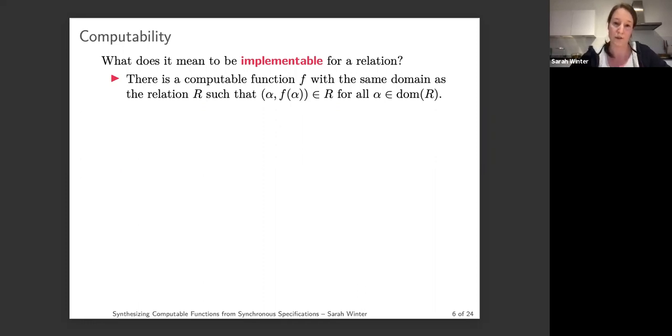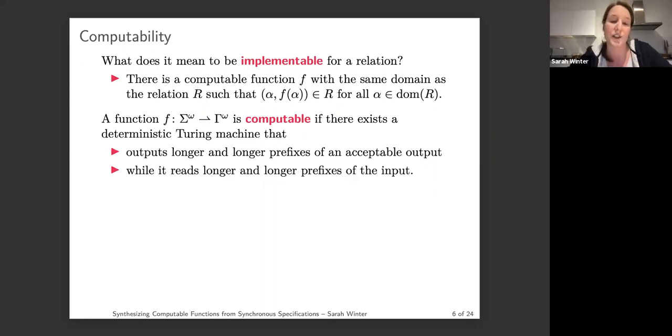Okay, what does it mean for a function to be computable? A function is computable if there exists a deterministic Turing machine that outputs longer and longer prefixes of an acceptable output, while it reads longer and longer prefixes of the input. And I want to go into a bit more detail how such a deterministic Turing machine looks like.